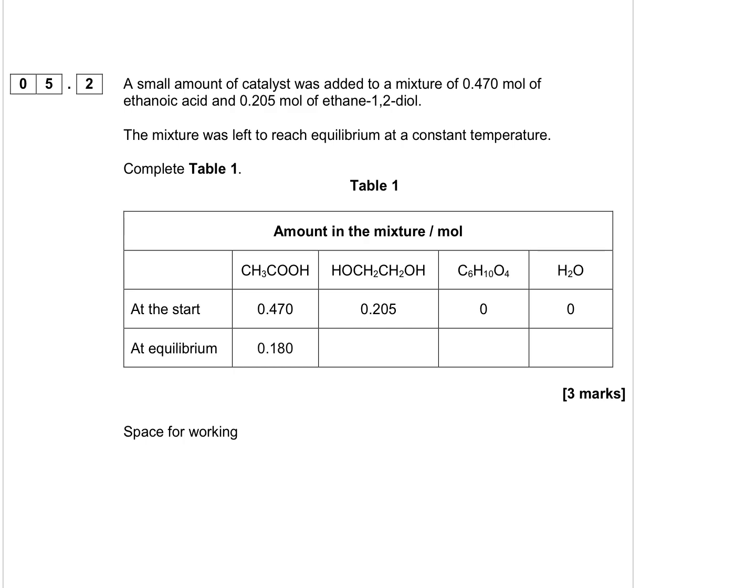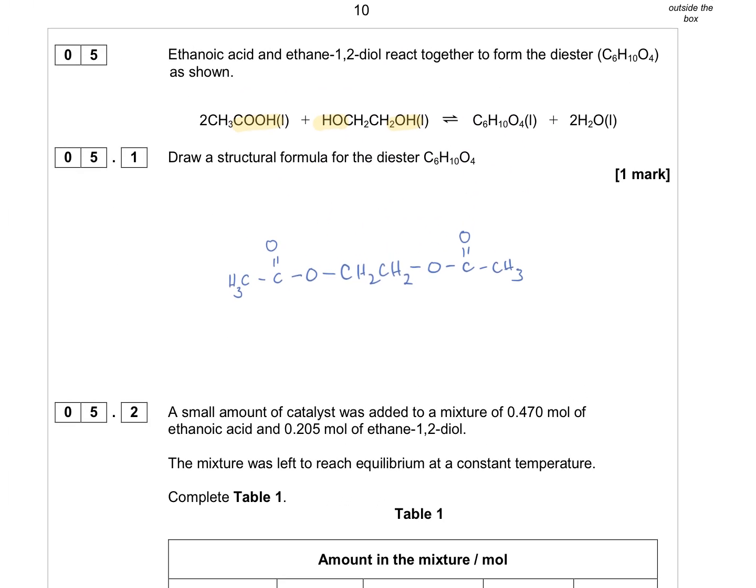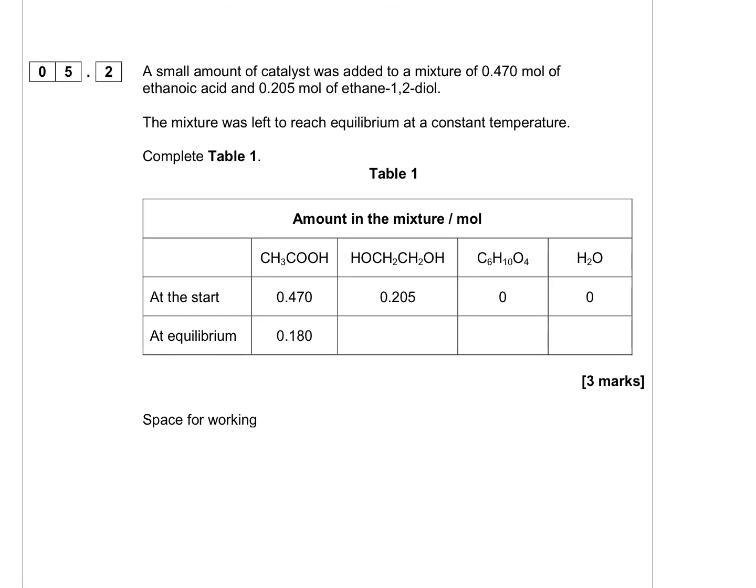Okay, the next part is asking you about what happens in the equilibrium. So we need to remember from the start that we've got 2 moles of ethanoic acid and we get 2 moles of water at the end, and take this into account when working out the equilibrium amounts. So it tells us what we've got at the start. I'm just going to put a little 2 in front of the ethanoic acid and in front of the water to remind me that twice the number of moles are reacting.